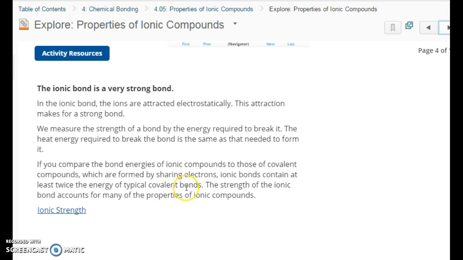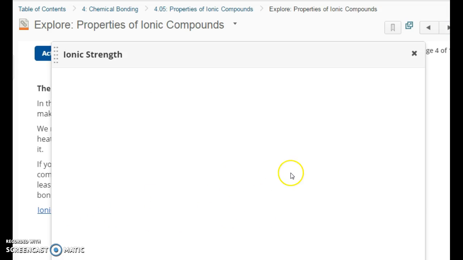Sugar is a covalent bond. Water is a covalent bond. Carbon dioxide. The strength of the ionic bond accounts for one of many of the properties of the ionic compounds. Ionic strength.